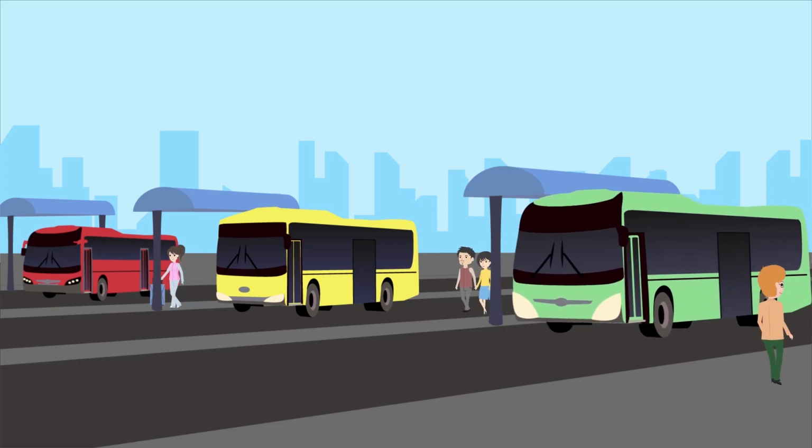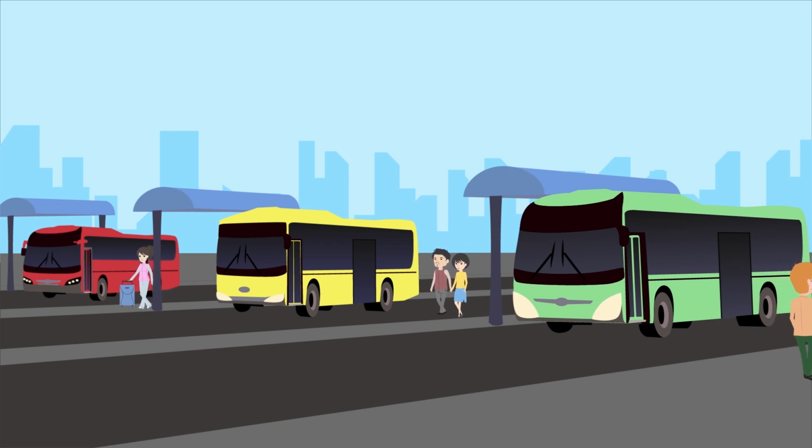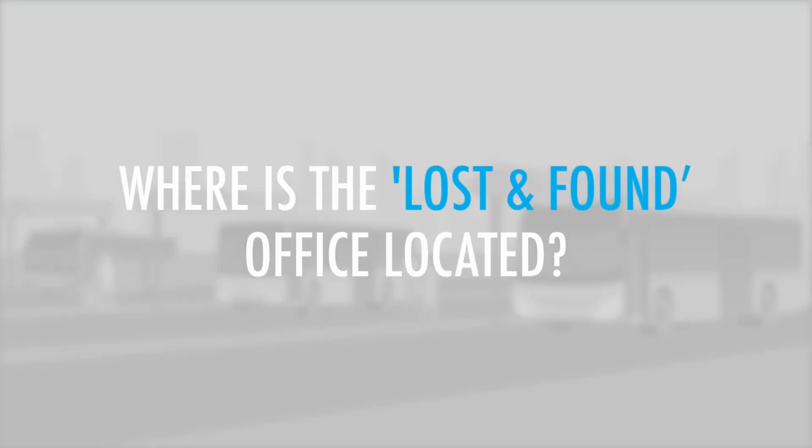You've lost your wallet while riding on a bus. Hoping to get your wallet back, you go to look at a city map to try and locate the Lost and Found office of the bus company. Where is the Lost and Found office located?